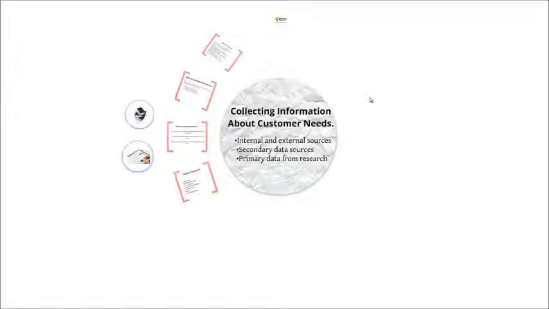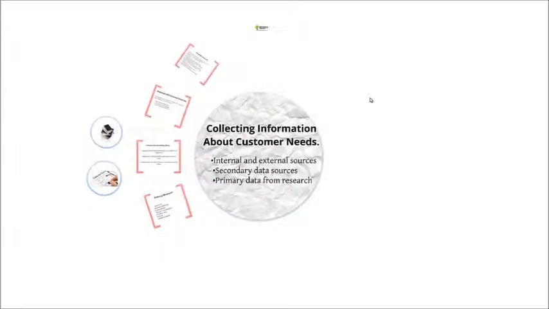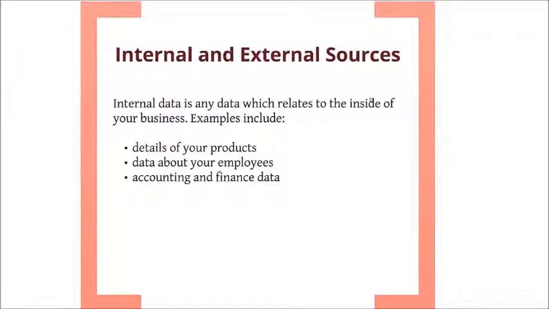This lesson is about collecting information about customer needs. So we recognise that customers and consumers have needs and wants. We are now going to look at how we gather information about customer needs and wants, since satisfying these needs and wants is how we make a profit. There are internal and external sources of information, and we tend to categorise basic information as either primary or secondary.